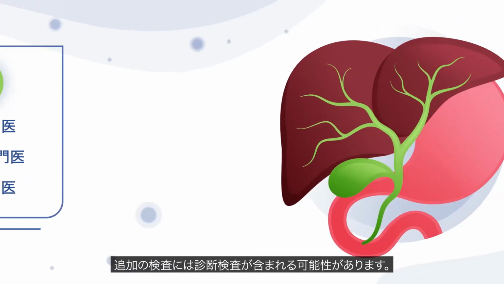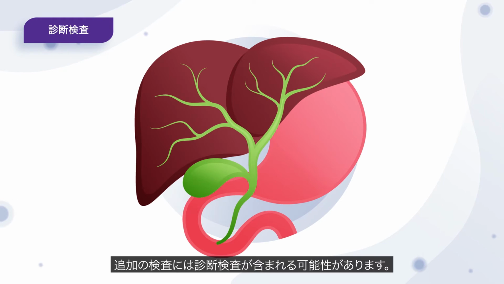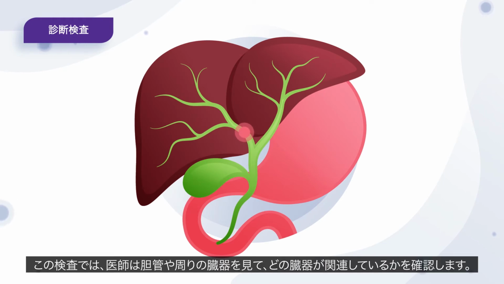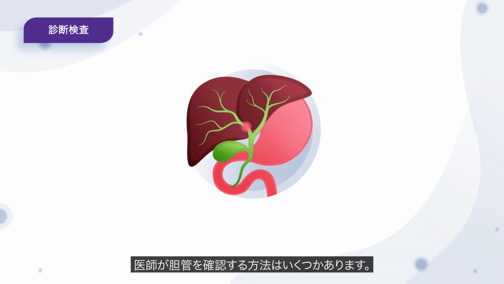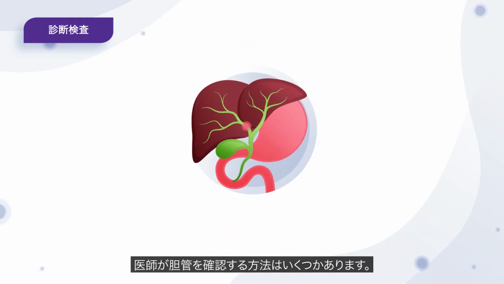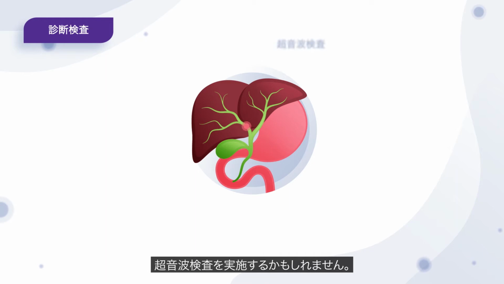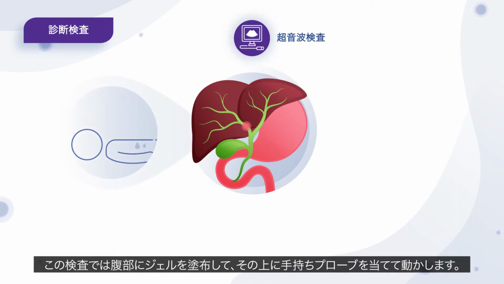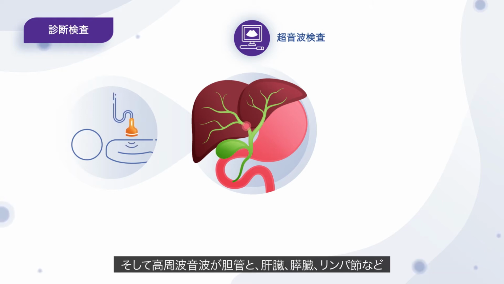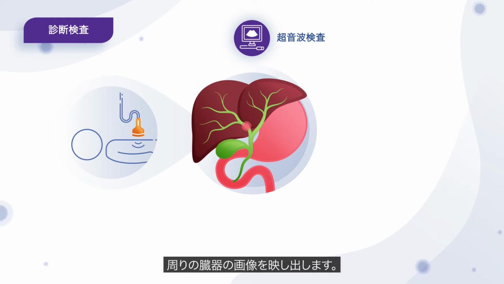Additional tests may include diagnostic tests, where the doctors look at the bile ducts and surrounding organs to see which organs are involved. There are several different ways that doctors can see the bile ducts. They can use ultrasound or ultrasonography, during which a gel is applied to the abdomen and a handheld probe is moved over the area while high-frequency sound waves create a picture of the bile ducts and the surrounding organs, such as the liver, pancreas, and lymph nodes.